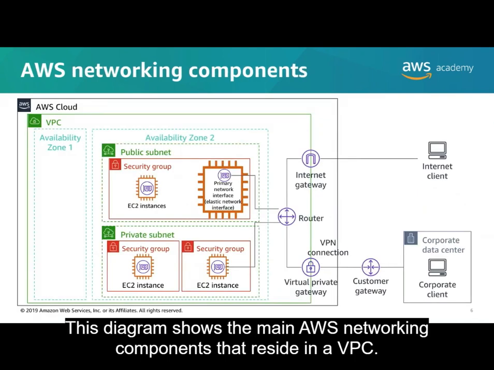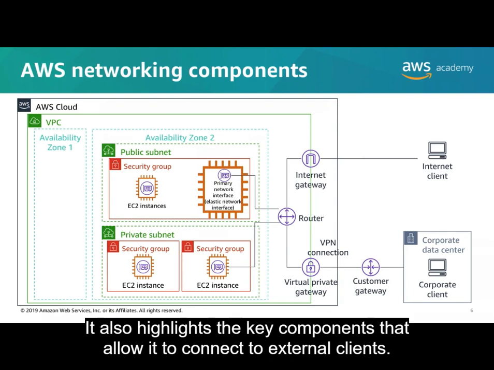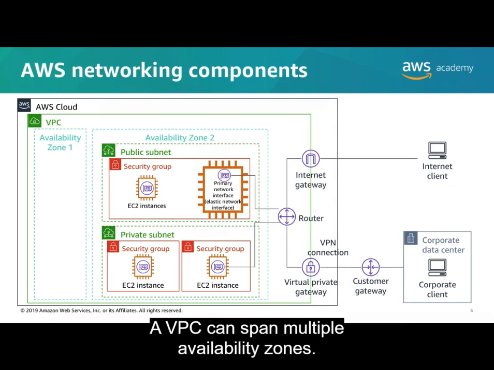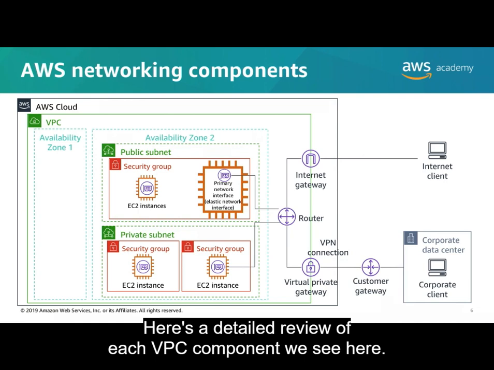This diagram shows the main AWS networking components that reside in a VPC. It also highlights the key components that allow it to connect to external clients. A VPC can span multiple availability zones. Here's a detailed review of each VPC component we see here.